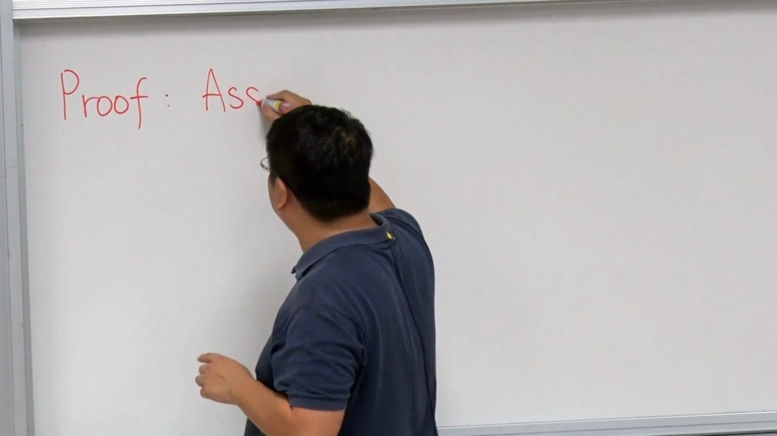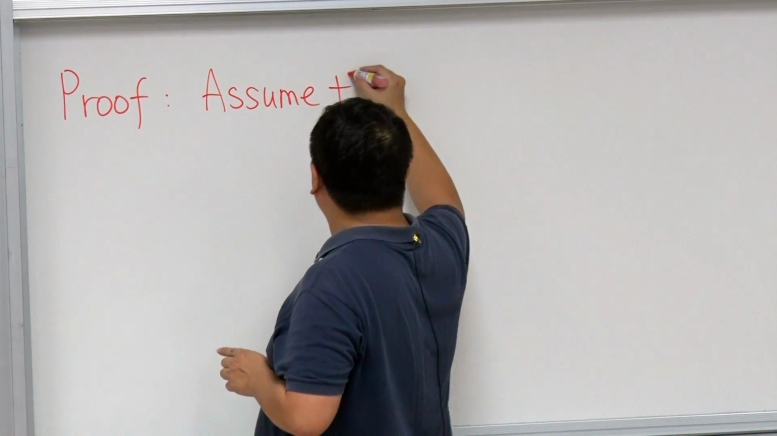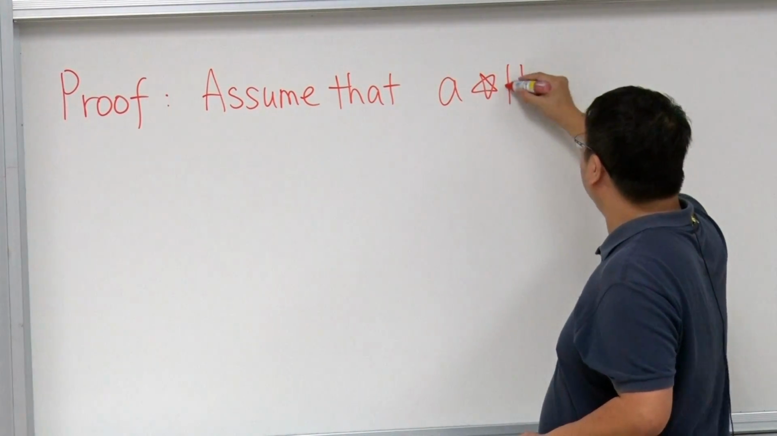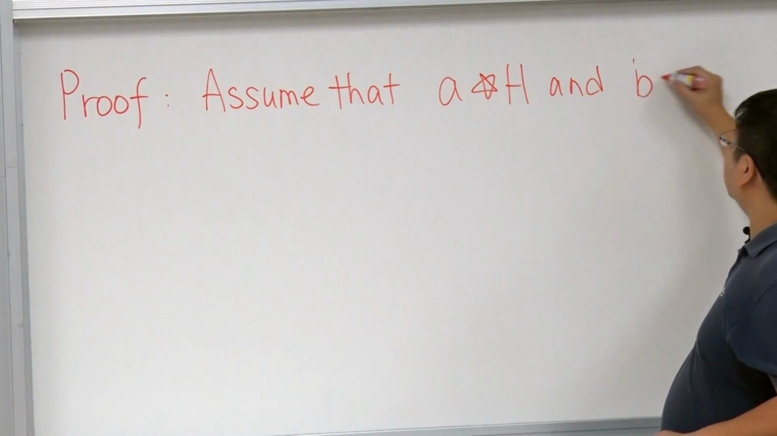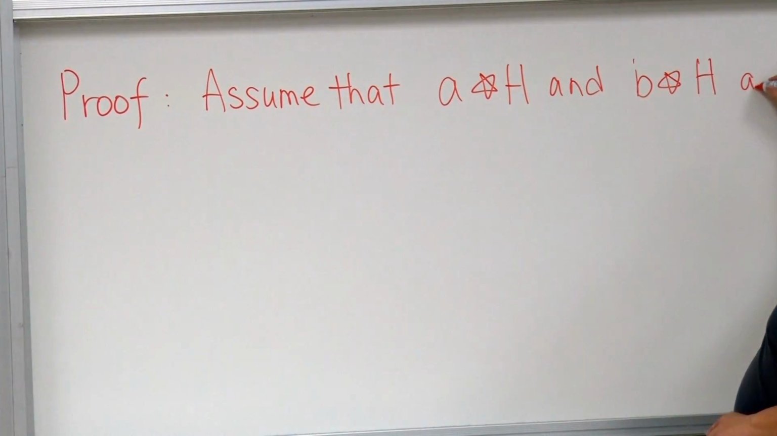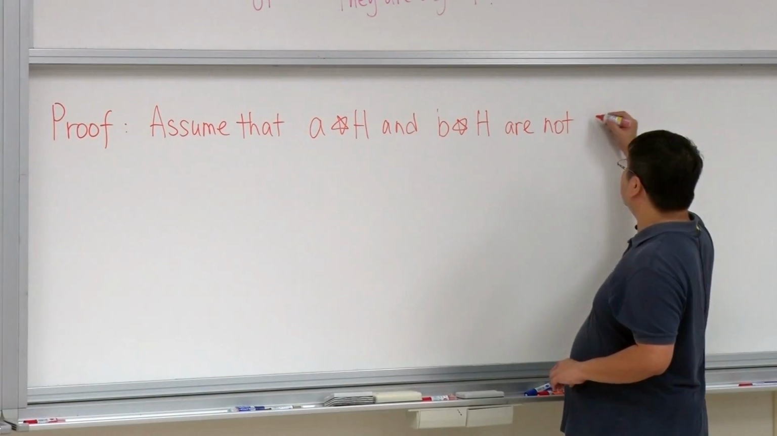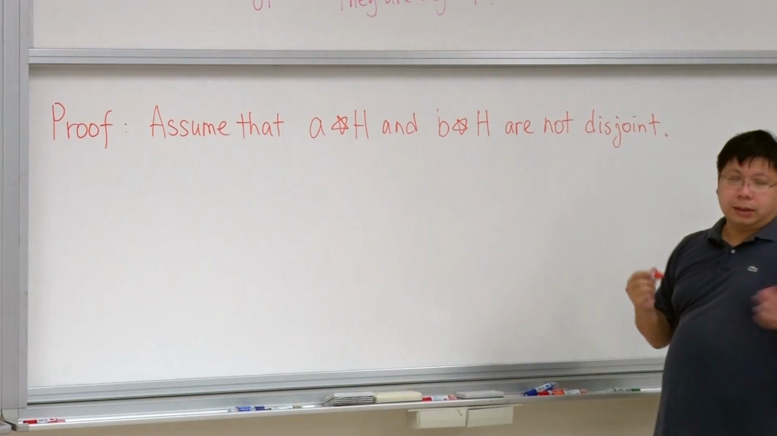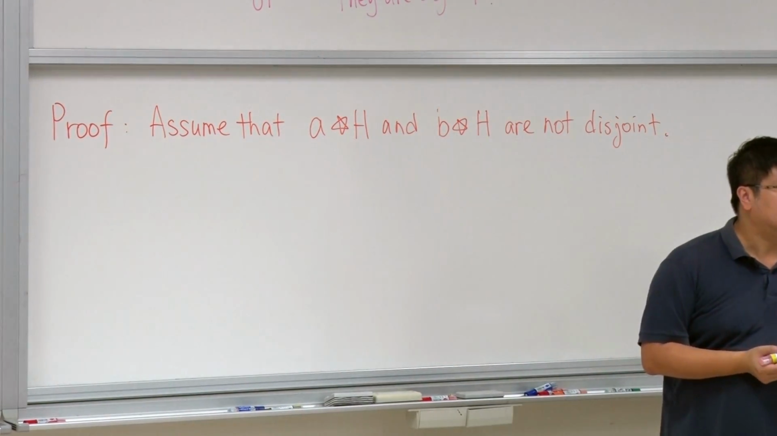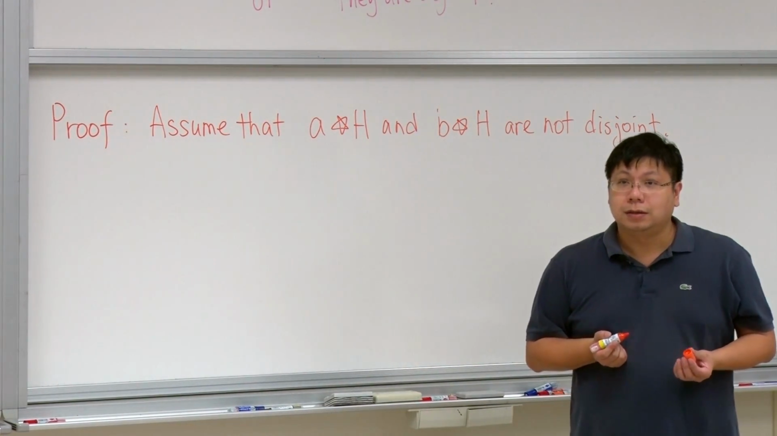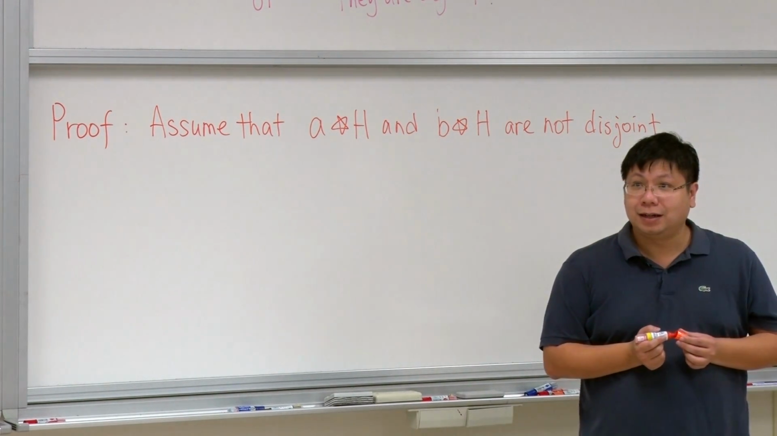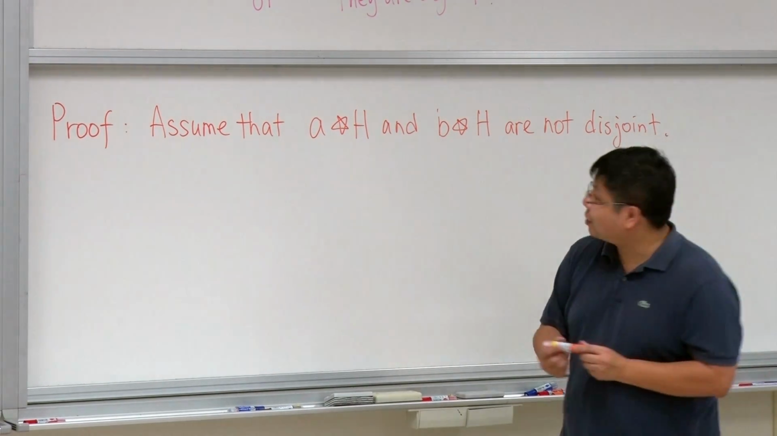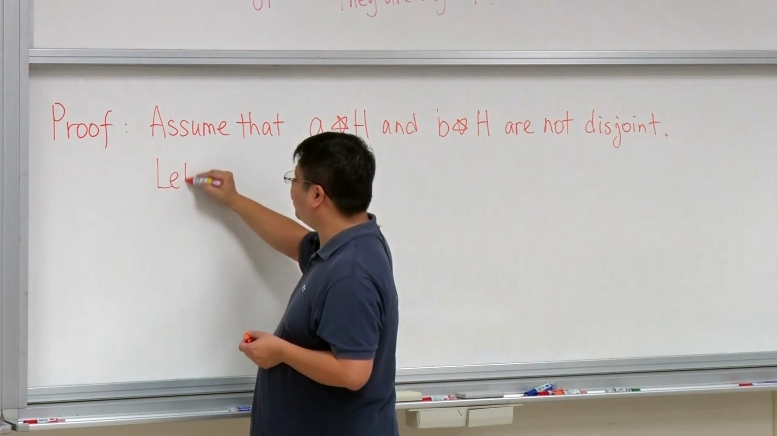Assume that A star H and B star H are not disjoint. Not disjoint doesn't mean that they are the same, right? But not disjoint means what? If two sets are not disjoint, what does that mean? They have a common element. Is that okay? So we let F be a common element.